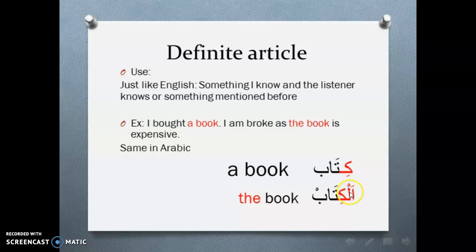So when we add alif lam, we pronounce it because kaf is a moon letter. It makes lam pronounced. We pronounce the lam: Al kitab. Kitab. Al kitab. Repeat after me. Always repeat after me. Whenever I give you a pause, repeat and train. Kitab. Al kitab.